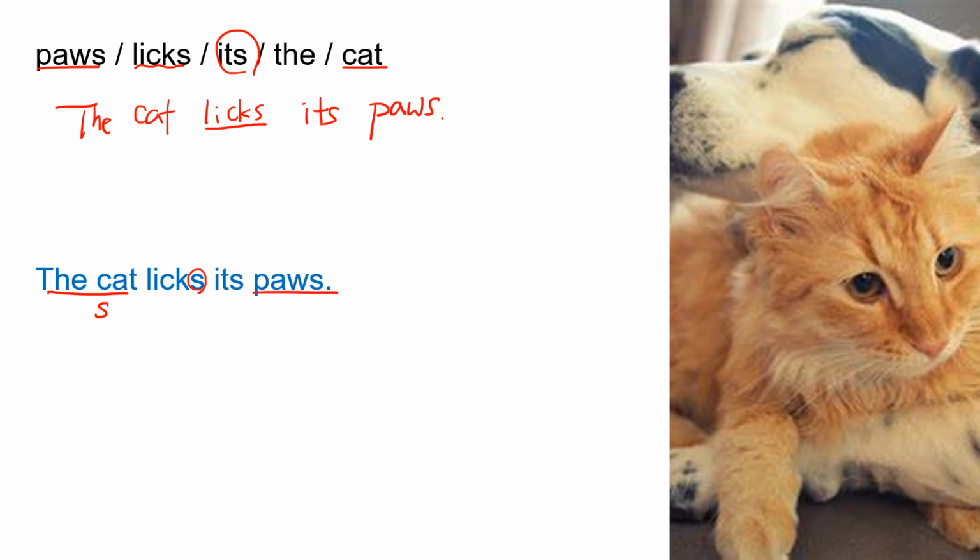When you pronounce this AW, pronounce it as a long R sound. So paw, and this S sounds like Z. Paws. The cat licks its paws. Licks it. So this one, lick, licks, licks it, licks its paws. The cat licks its paws.